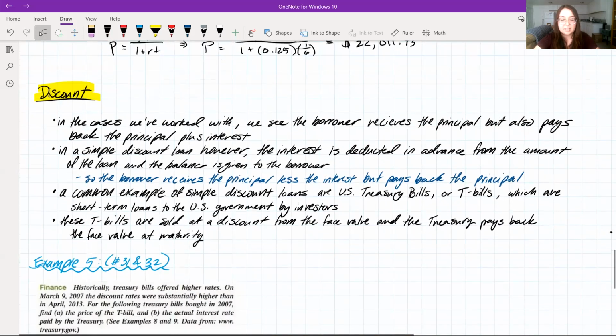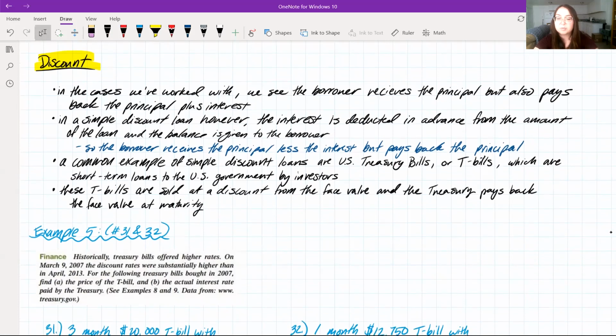So in the cases that we've worked with, we see that the borrower receives the principal, but also pays back the principal plus interest. So in the case that you're borrowing money from a bank and they charge you interest on a value, when you pay all that back, you also have to pay the interest. So you're not just paying back your initial amount. In a simple discount loan, however, the interest is deducted in advance from the amount of the loan and the balance is given to the borrower.